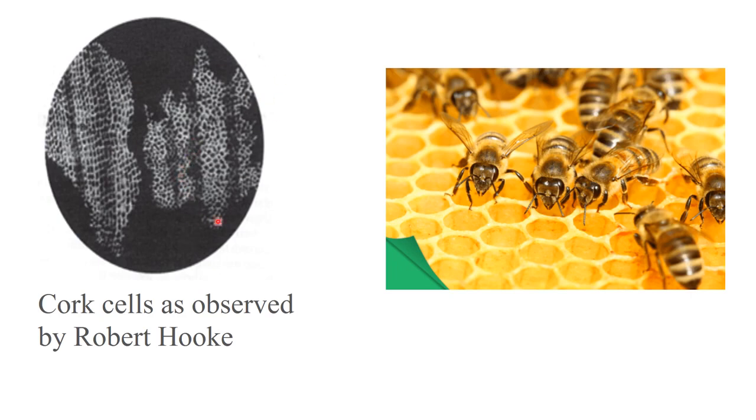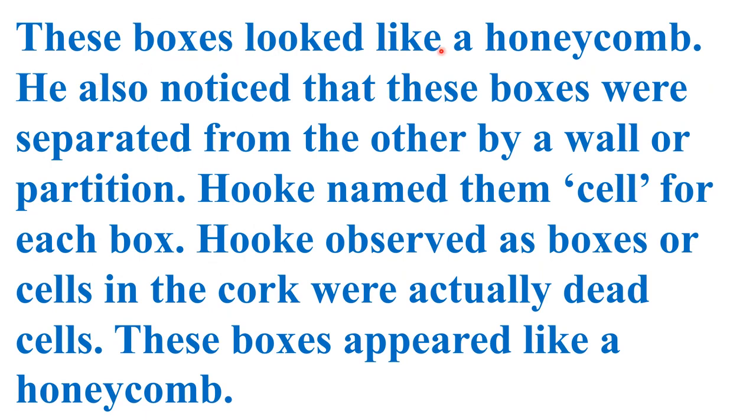So this is how Robert Hooke observed the cells in the cork. They were dead cells, and the structure was compared to a honeycomb, the way honey bees make a comb. These boxes look like a honeycomb. He also noticed that these boxes were separated from each other by a wall or partition. Hooke named each box a cell. The boxes or cells in the cork were actually dead.